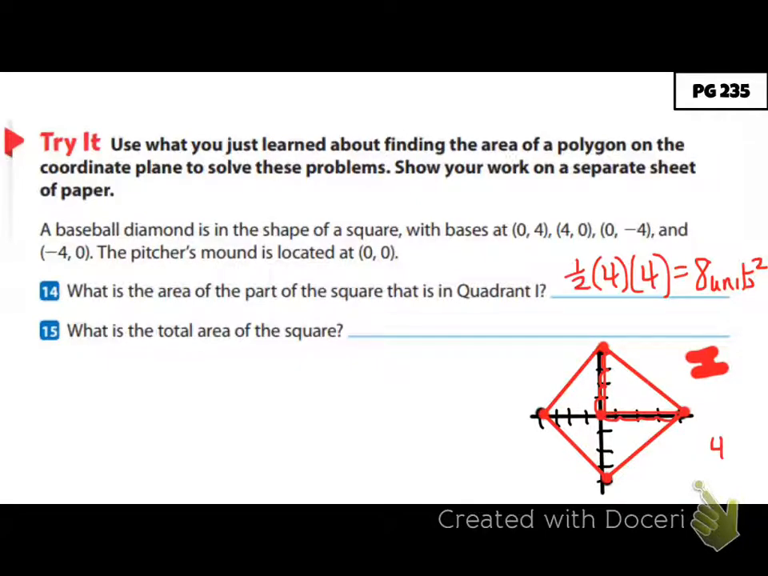So then number 15 says, what is the total area of the square? 2 ways I can do this. I can find the base and height, or all 4 of these should technically be the same shape and size. So if that was the case, I would take my 8 square units and multiply it by 4. 8 times 4 would then be 32 units squared.